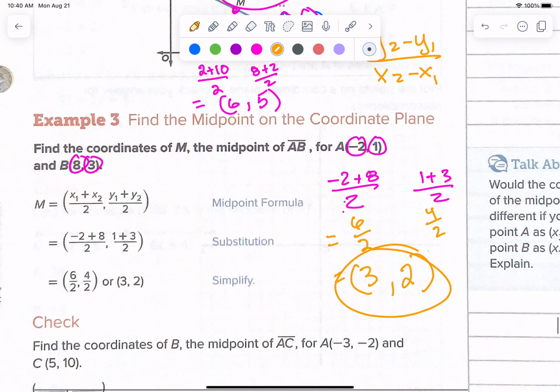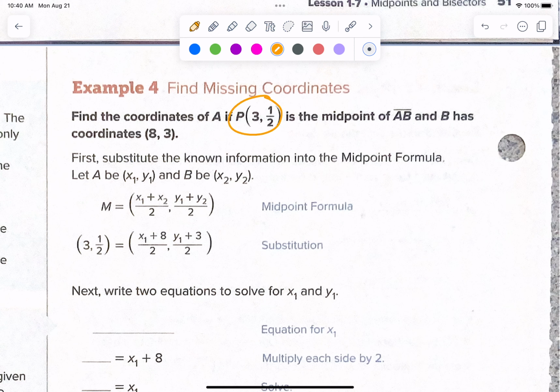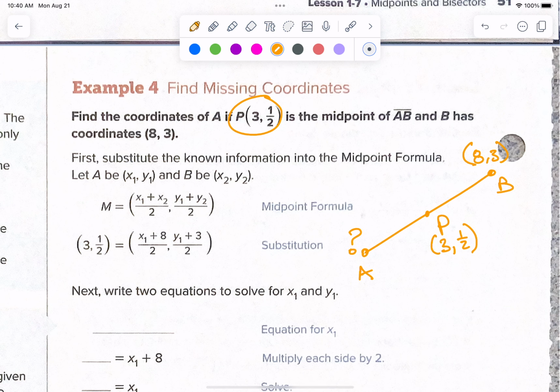All right, here we go. Let's do this one. Now they're giving us the midpoint. They're saying P is the midpoint. Okay, so I'm going to say A is here, B is here, and P is the middle there. This is probably not drawn to scale. I have no idea where these coordinates are, but I'm just making them up. B is at 8, comma 3. And we don't know what A is. That's what we're trying to find.